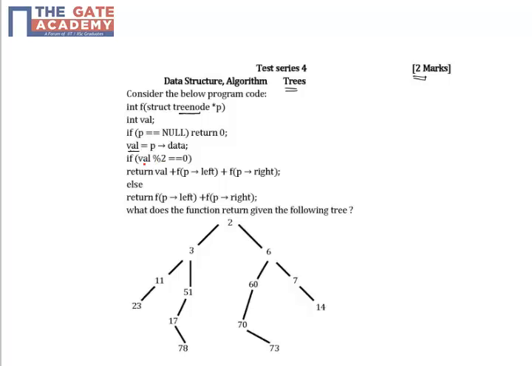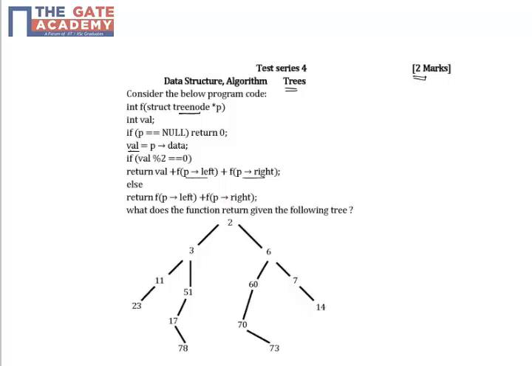And then check the condition. If value modulo 2 == 0, that means if the info field of the node is even, in that case return value plus a recursive call on the left subtree and a recursive call on the right subtree. And if the value is odd, it is not even, then just return the recursive call to the left subtree and the recursive call to the right subtree.